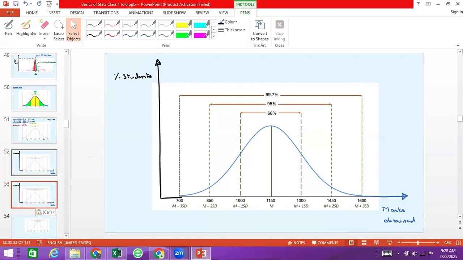What is standard deviation, sir? Standard deviation is nothing but, on average, how far you are from the mean. On average, how far the points are distributed from the mean.